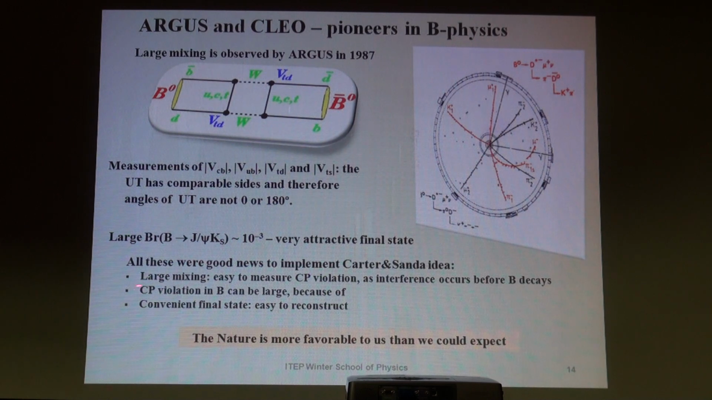CP violation in them, because large mixing means that we can really see the effect of the difference between B meson and anti-B meson because of oscillation. This effect is maximal at this oscillation period. If it is small compared to the B meson lifetime, it means that we can see the effect experimentally. CP violation can be large in these measurements, and there is a convenient final state to study. So it turned out to be a great case, when the first suggestion was more pessimistic than what we finally found.